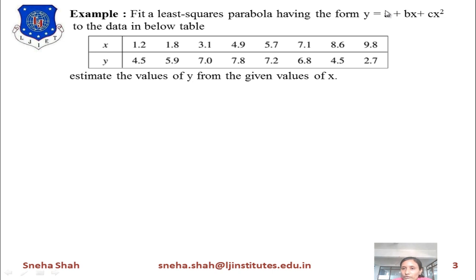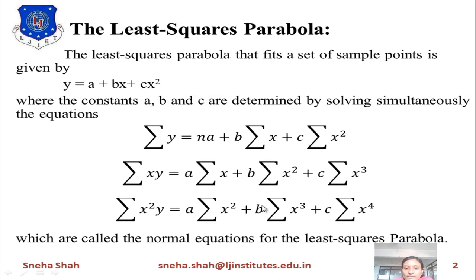So first of all we have to find out the values of a, b and c. Then you will put these values in this equation, so you can find out the final value of y. Then you have to estimate the value of y from the given value of x. Means this x is given to you, you have to put it in this equation to find out the final value of y. So starting with fitting in terms of parabola, we will use this equation.